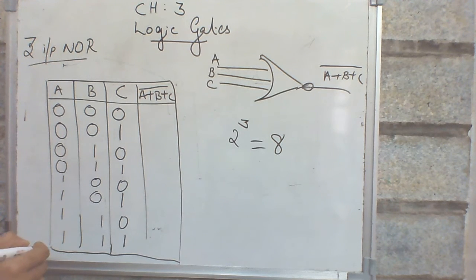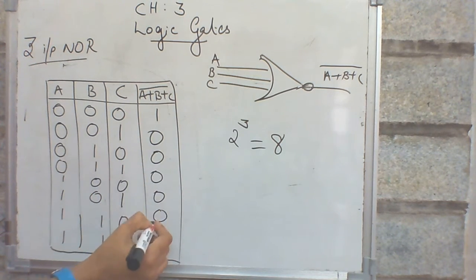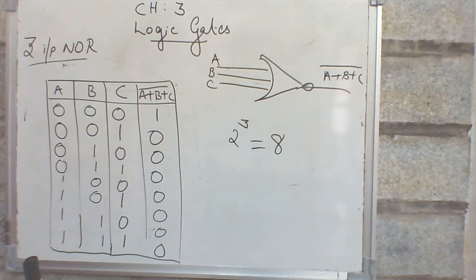Like this we can write the input. Then what will be the output? If it is OR gate, if all the inputs are 0, output will be 0. In NOR gate, opposite of that one. If all the inputs are 0, output will be 1. In all other cases, you can write the output 0. Like this we can draw the truth table of 3-input NOR gate.